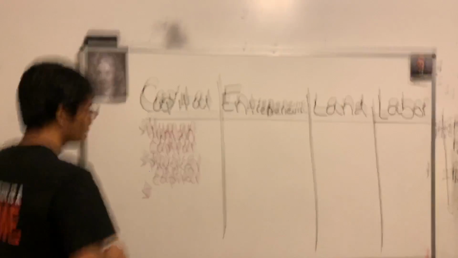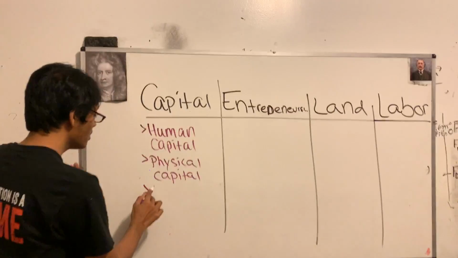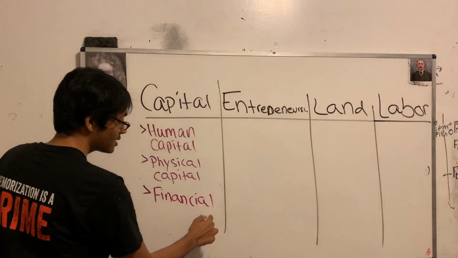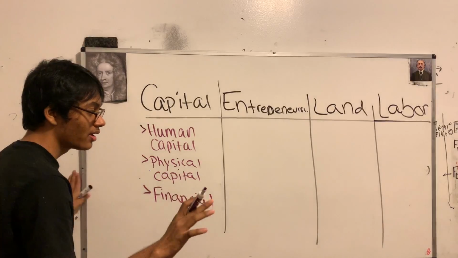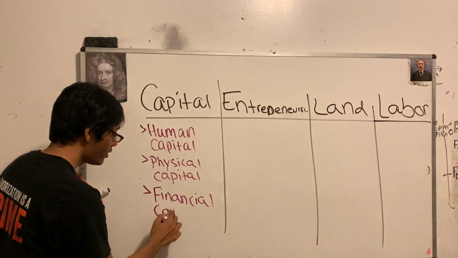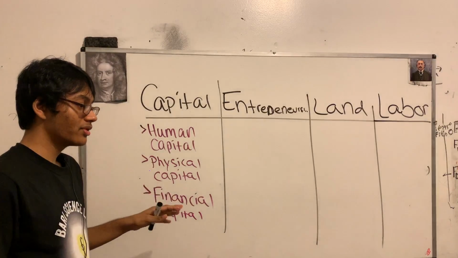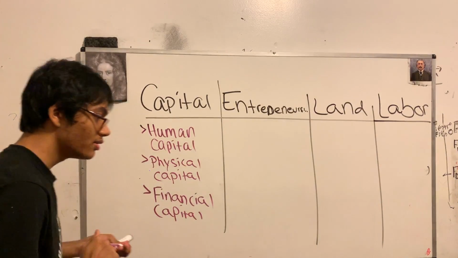And finally, what is our last type of capital? Financial. What's an example of that? No, let's not do that in our classroom, please. Let's not do that. Financial capital. Now, okay, I need everyone to focus here.